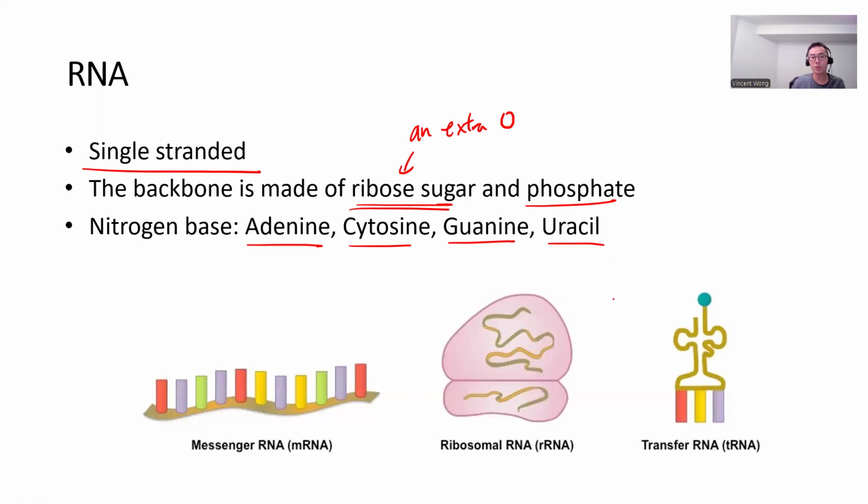Instead, it has uracil. Now, there are different kinds of RNA, which are listed here. You do not have to know the functions. We will learn about that later on in the course. But just be aware that there are different types of RNA.